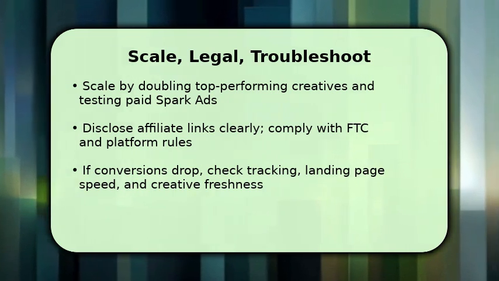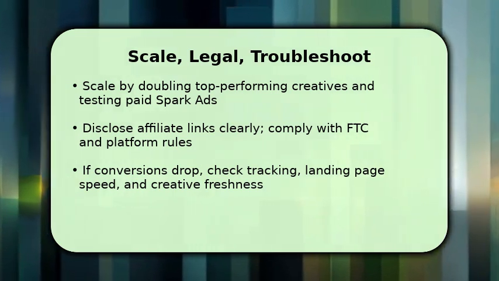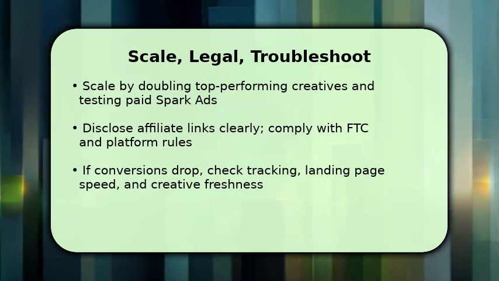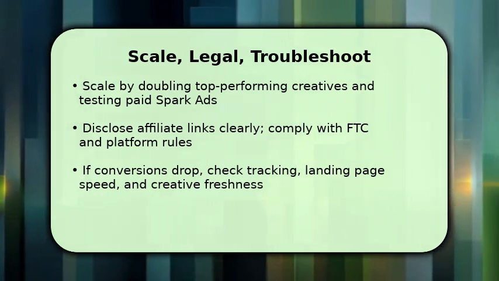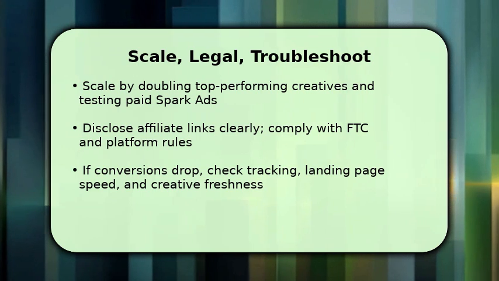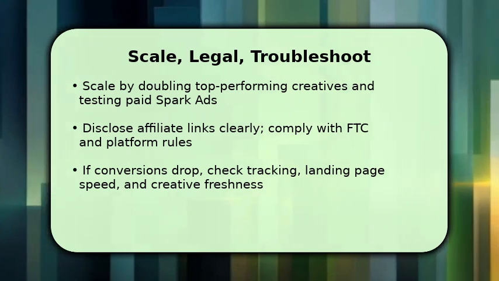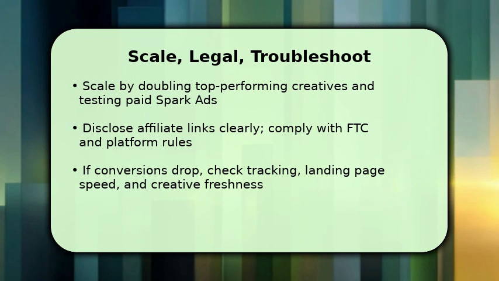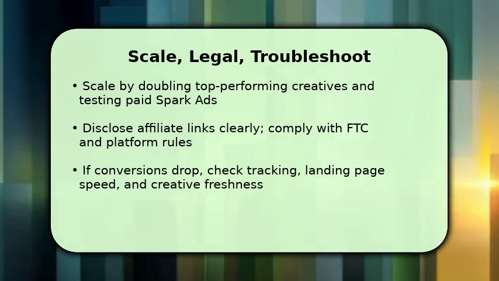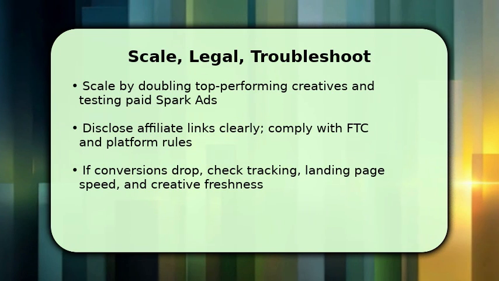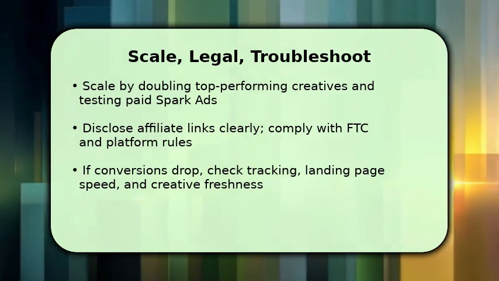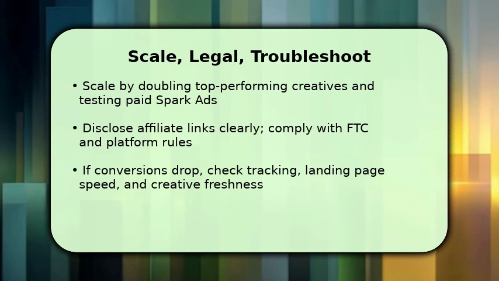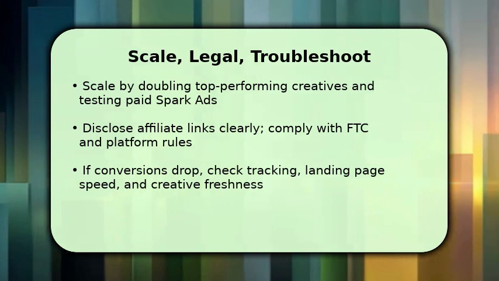Make sure you disclose affiliate relationships clearly and comply with FTC and TikTok guidelines to avoid penalties. If performance stalls or conversions drop, troubleshoot by verifying tracking links and UTM accuracy, testing landing page load speed and mobile UX, and refreshing creative angles. Often one of those fixes restores conversion velocity. Keep iterating until ROI stabilizes.